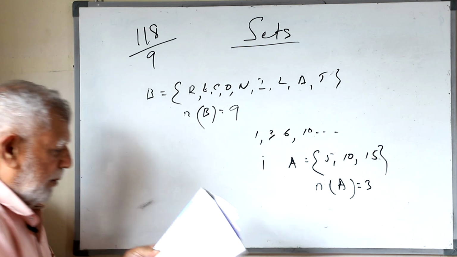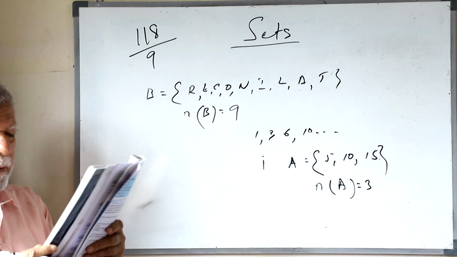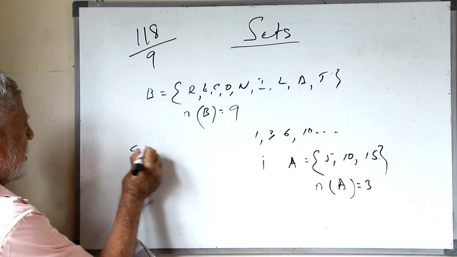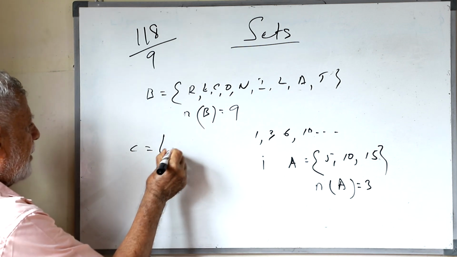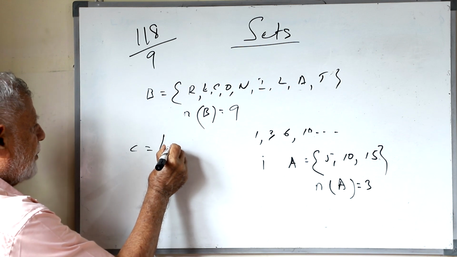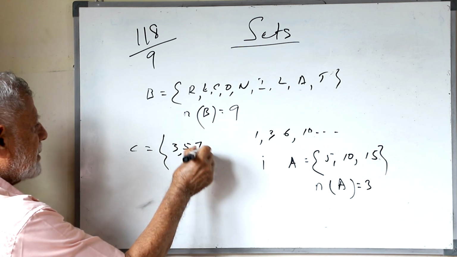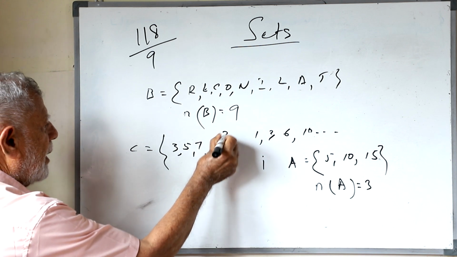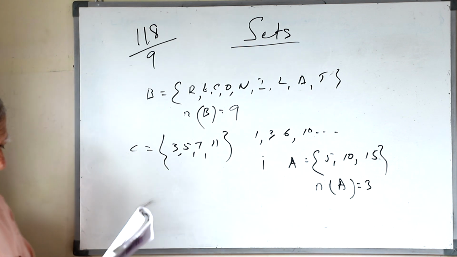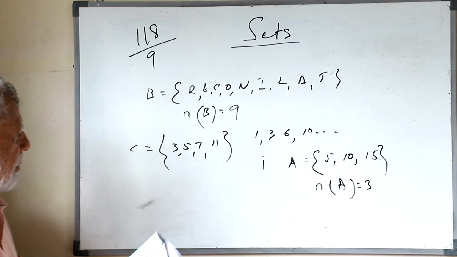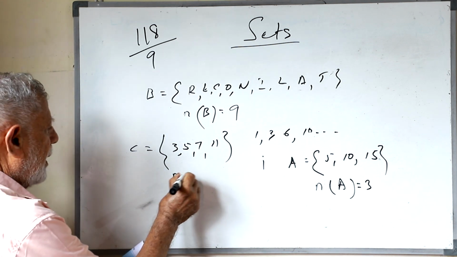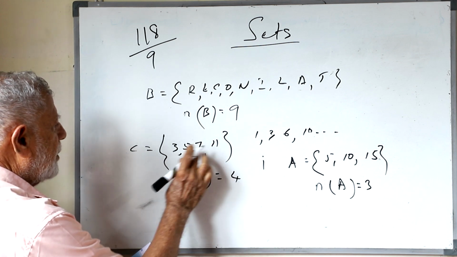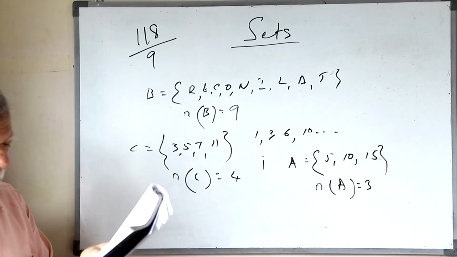Next, the prime numbers between 2 and 13. That is C. So C is equal to 2, 3, 5, 7, we don't take 9, and 11. These are the prime numbers between 2 and 13. So n(C) is equal to 4. 1, 2, 3, 4. Look at the next one.